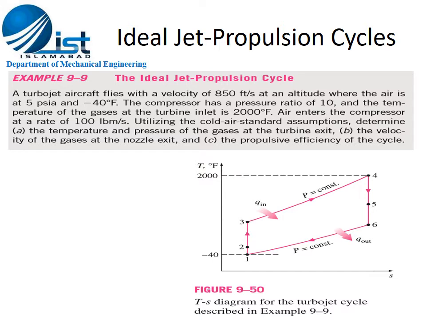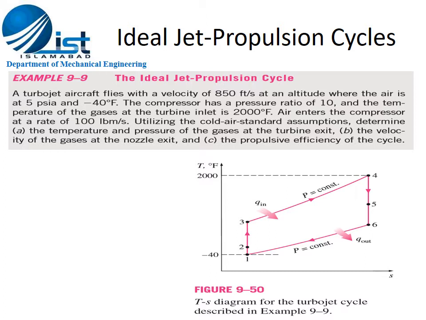Ideal jet propulsion cycle can be explained with Example 9.9 of the Cengel book. A turbojet aircraft flies with a velocity of 850 feet per second at an altitude where the air is at 500 psia and minus 40 degrees Fahrenheit. The compressor has a pressure ratio of 10 and the temperature of the gases at the turbine inlet is 2000 Fahrenheit. Air enters the compressor at a rate of 100 lbm per second.